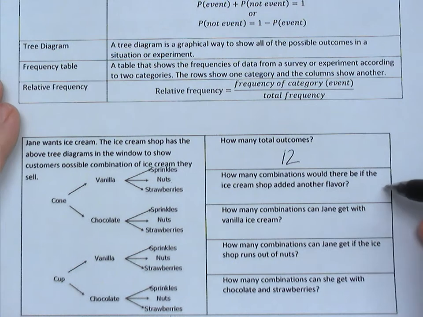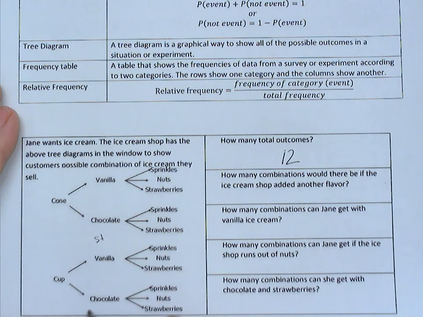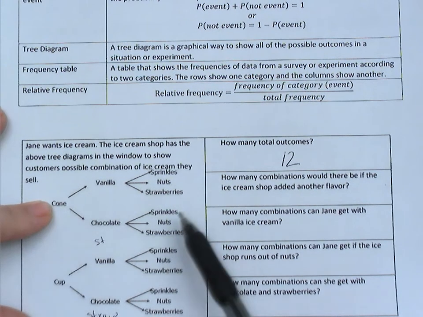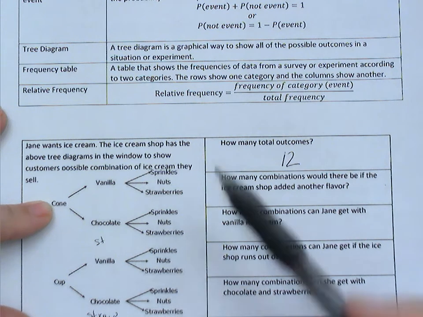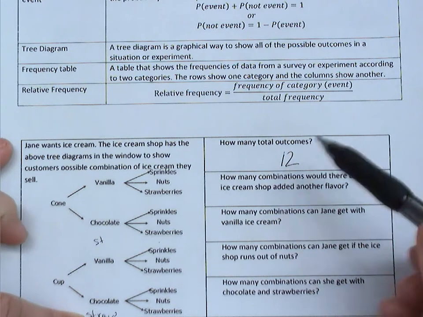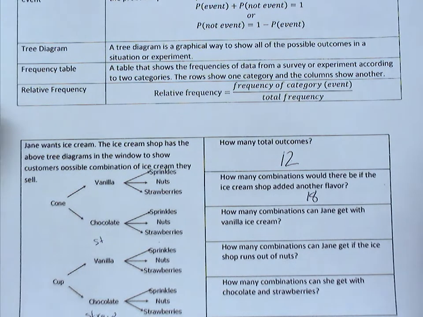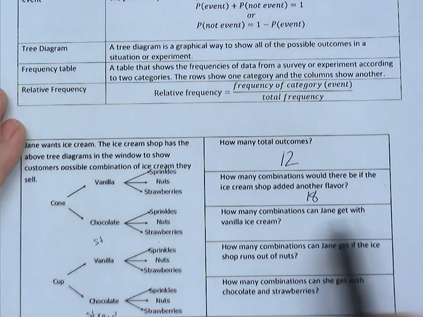How many combinations would there be if the ice cream shop added another flavor? So let's say they add strawberry. All right. Well, I can either have strawberry on a cone with sprinkles, nuts, and strawberries, or I can have strawberries in a cup with sprinkles, nuts, and strawberries. So that's going to give me 3 more options with the cone and 3 more options with the cup. So 3 more plus the 12 I already have would give me 18 possible combinations.